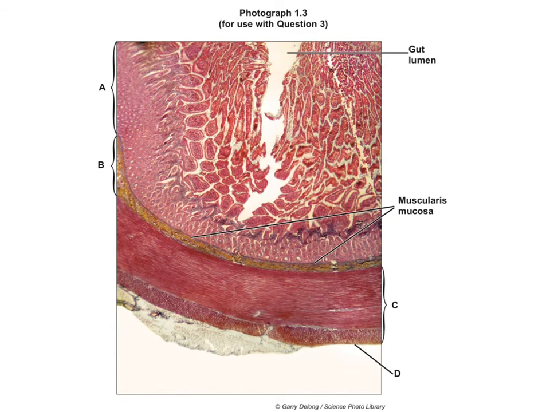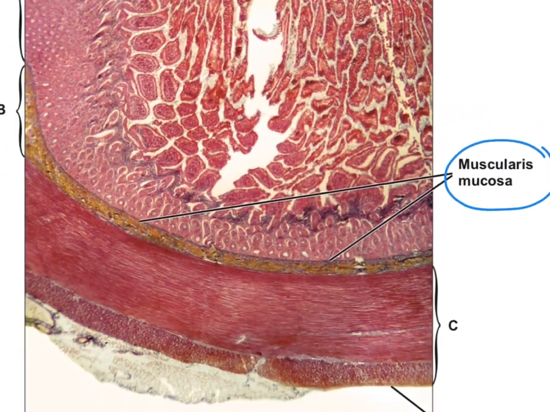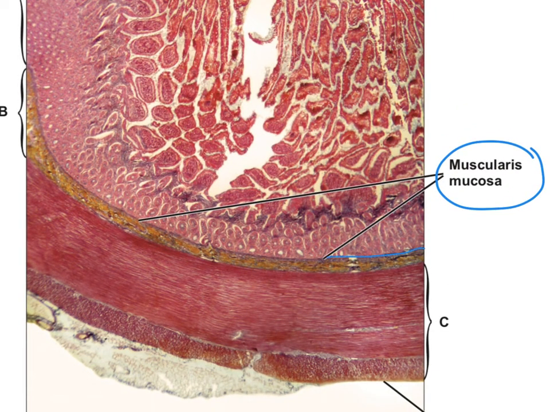So, what are these labels here? Well, let's add some labels first before we do anything more. We've got the lumen of the gut there. We've got the muscularis mucosa. The muscularis mucosa is not pointing to the yellowy layer, it's pointing to a very thin layer which looks to be purple. If I make it a little bit bigger, it's just that very thin layer there.